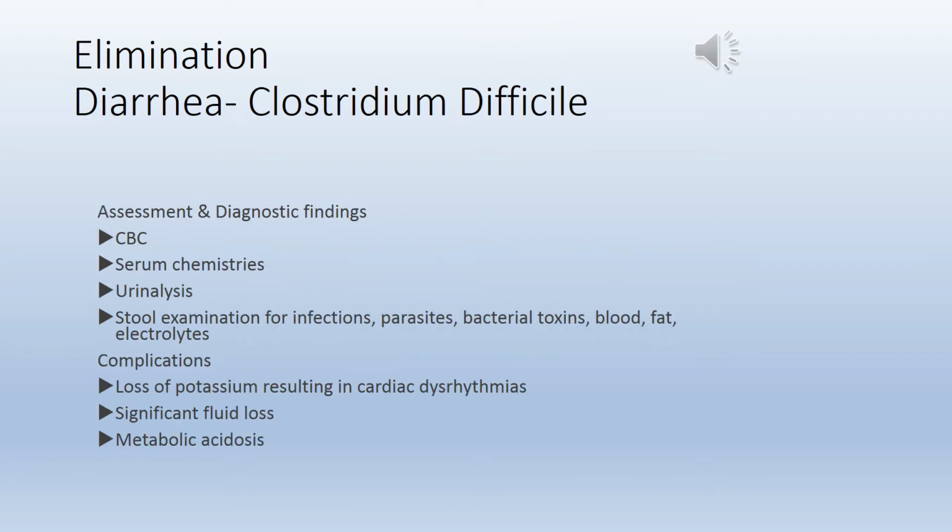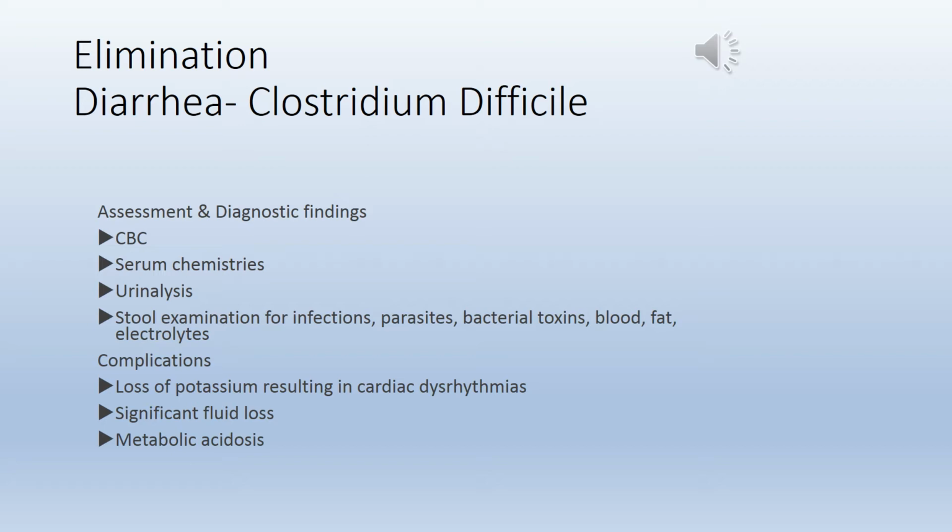In the concept of elimination, the exemplar is diarrhea, which also encompasses Clostridium difficile. Infectious diarrhea results from infectious agents invading the intestinal mucosa. C. difficile is the most commonly identified agent in antibiotic-associated diarrhea in the hospital. Complications of diarrhea include the potential for cardiac dysrhythmias because of significant fluid and electrolyte loss, especially loss of potassium. Loss of bicarbonate with diarrhea can also lead to metabolic acidosis.